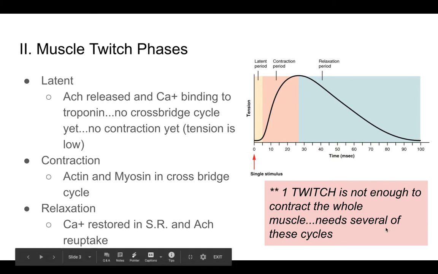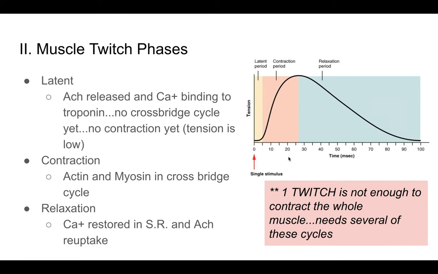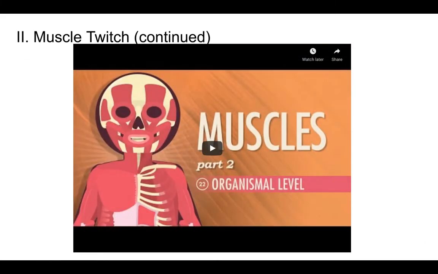Now, let's talk about this red box. One twitch, one of these right here, is actually not enough to make the entire muscle group contract. And so what we need are several twitches that sort of build one upon the next, upon the next, upon the next, to sustain what we would consider an actual muscle contraction. And so with that, we're going to watch a short section of this video before we continue the next portion of our notes. So check this out.